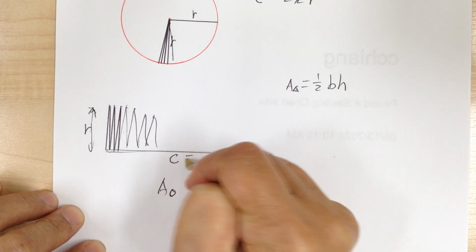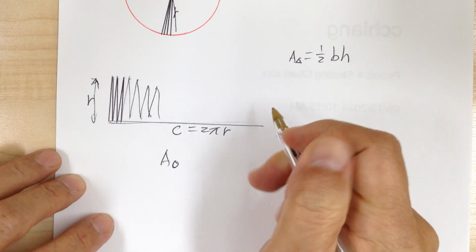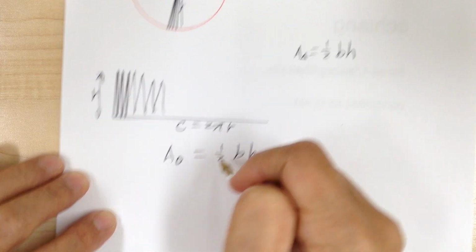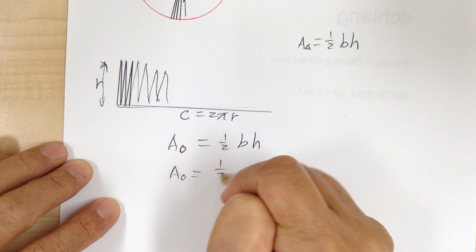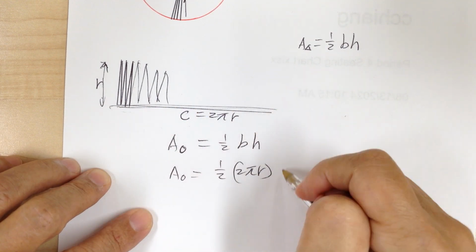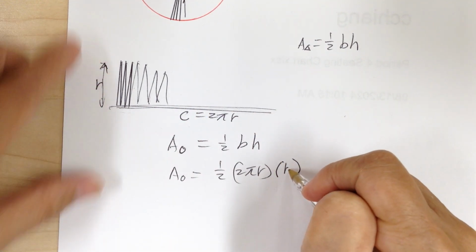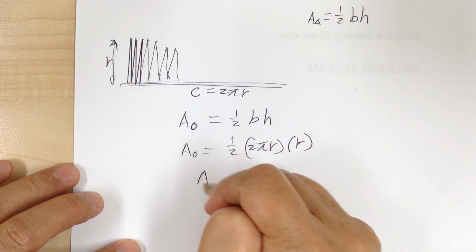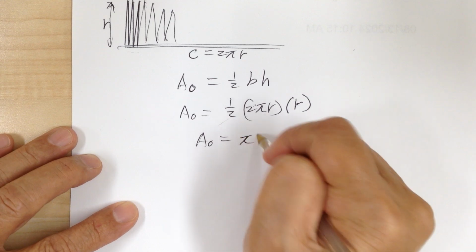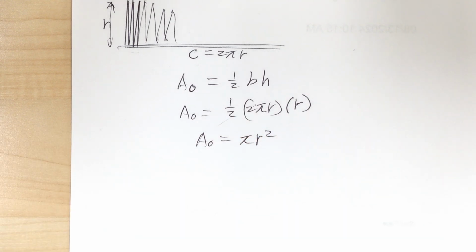So this would be C equal to 2 pi r, okay? So the area of the circle would be 1/2 base times height, right? The base would be 2 pi r. That's your base over here. And the height would be the r, okay? And again, the two cancel out, so that's how you get pi r squared, okay?